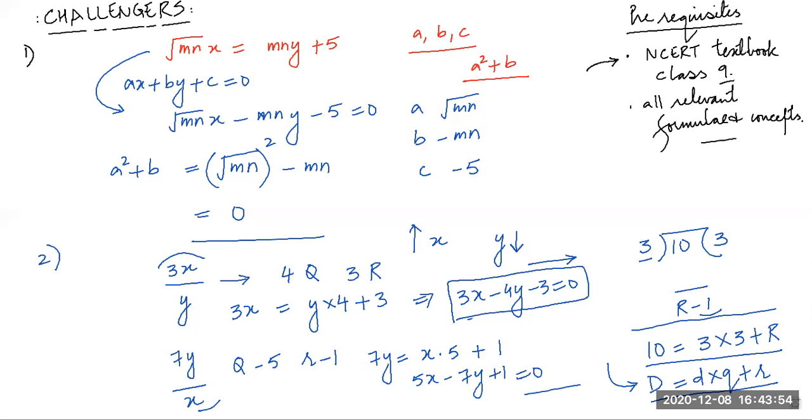All right, let's proceed towards doing the third sum. It says the area of a rectangle gets reduced by 9 square units if its length is reduced by 5 units and breadth is increased by 3 units. The area is reduced by 9 square units.